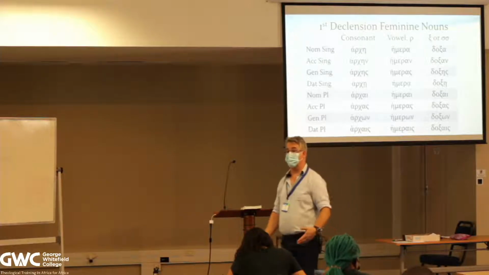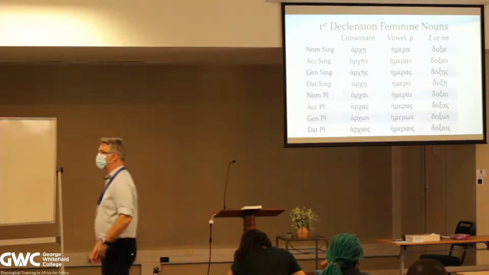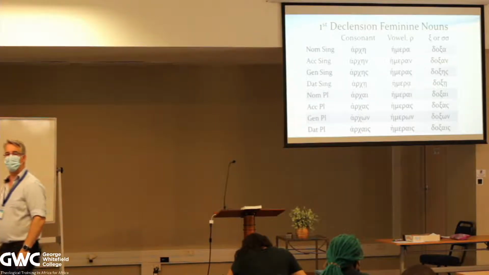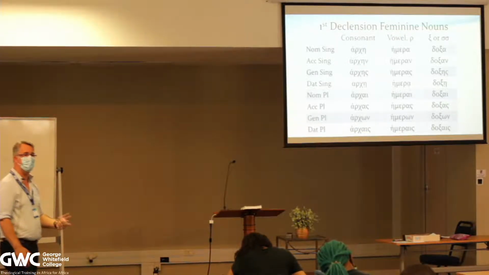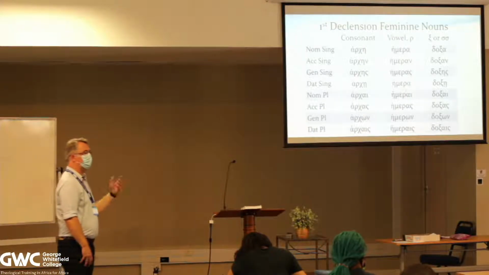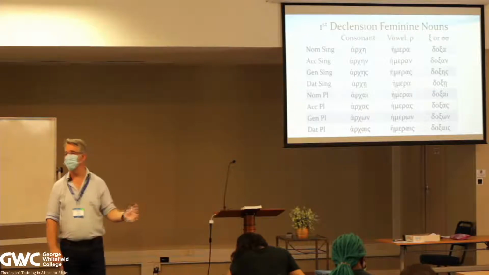Now, in terms of grammar, there's nothing different in any of this, right? Whether it's a masculine noun, a feminine noun, a neuter noun, it doesn't matter. If it's in the nominative case, then it's the subject. If it's the accusative case, then it's the object. If it's genitive, then I say genitive, you say of, right? If it's the dative, then it's to or for. That's the same, whether it's masculine, feminine, neuter, doesn't matter.